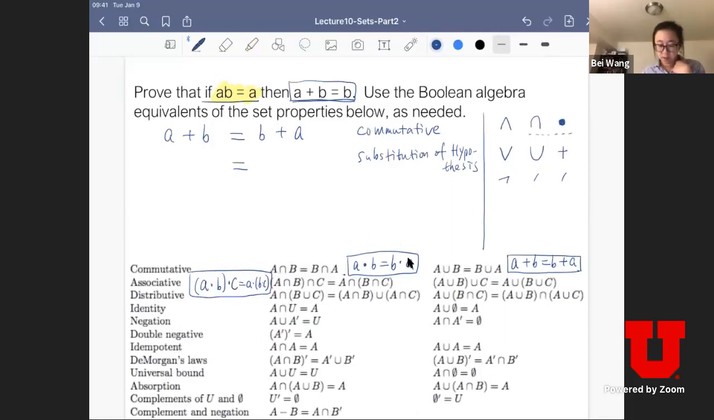Because A is equal to AB, I'm going to replace A by AB. The next thing I can do is again switch the order of A times B to B times A. That is again the commutative rule.